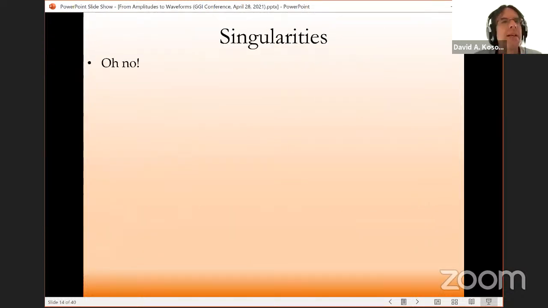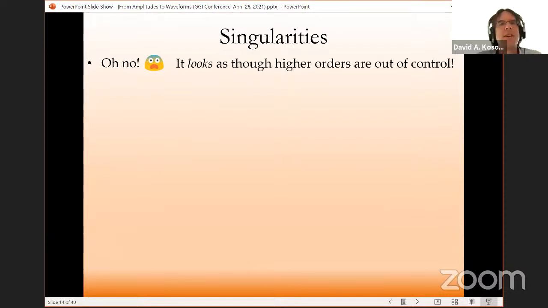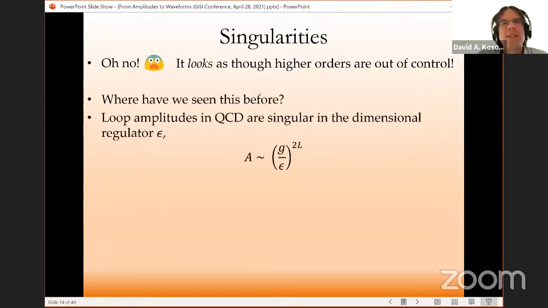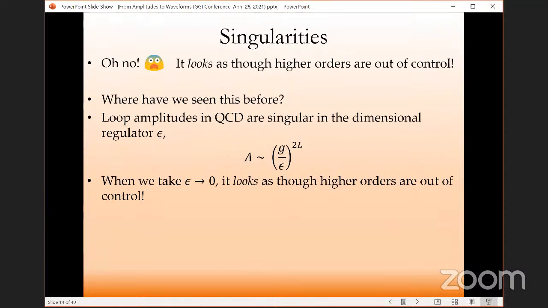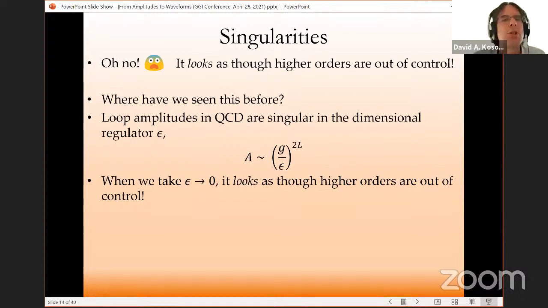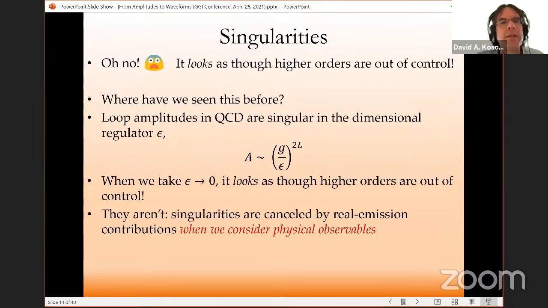So your first reaction might be to exclaim, oh no, it looks as though higher orders are out of control and that they're getting larger and larger as I take h bar smaller and smaller. But before we panic, we should realize that we've actually seen this before, at least amplitudes people have. Because if you think about loop amplitudes in QCD, they are singular in the dimensional regulator epsilon. Everyone uses dimensional regularization. Epsilon is equal to d minus 4 quantity over 2. The amplitudes go as g over epsilon to the 2L, 2 powers of epsilon and 2 powers of the coupling g per loop order. And so when we take epsilon to 0, then it looks as though higher orders are again out of control. But as we all know, or at least the amplitudes people all know, that is wrong. They are not out of control because these singularities are canceled by real emission contributions, and that happens when we consider physical observables.